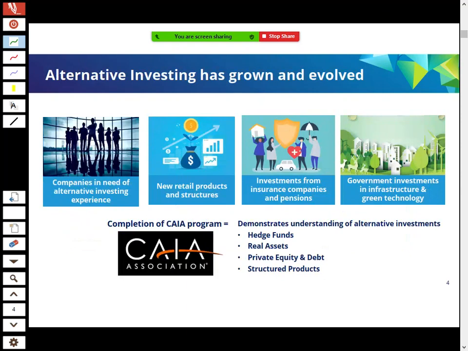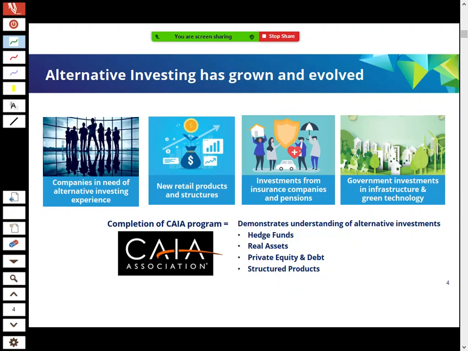Okay, let's take a look at this market first. Alternative investing has grown and evolved. Certainly, because AI has a pretty long history, and by now it has grown to a certain stage. It is not just a new market. It is a mature market to a certain extent, but then again, it evolved from one stage to the other, and that has attracted a lot of different participants' interest.